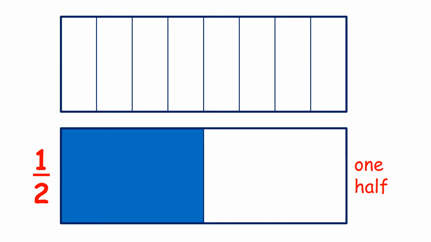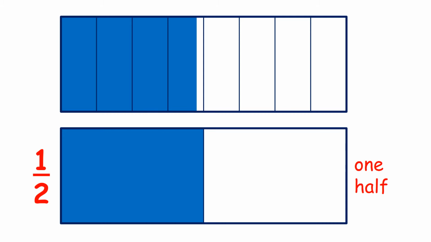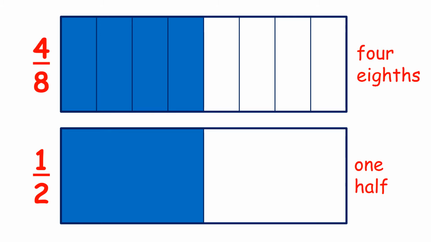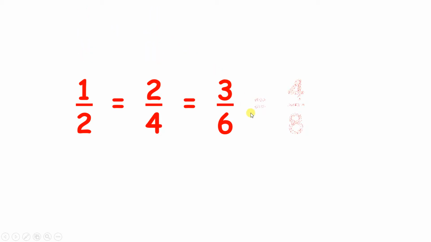Now let's look at eighths. We can count 1/8, 2/8, 3/8, 4/8, and we can see that 4/8 is the same as 1 half. So now we know that 1 half is equal to 4/8. We can write a half equals 2 quarters equals 3/6 equals 4/8.